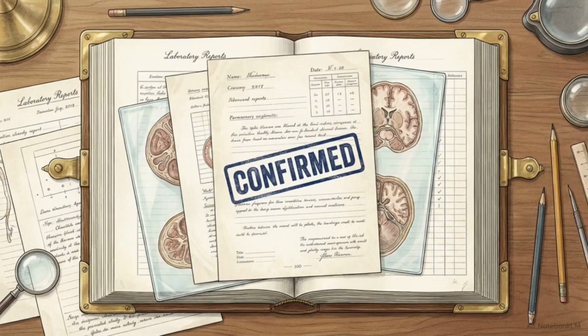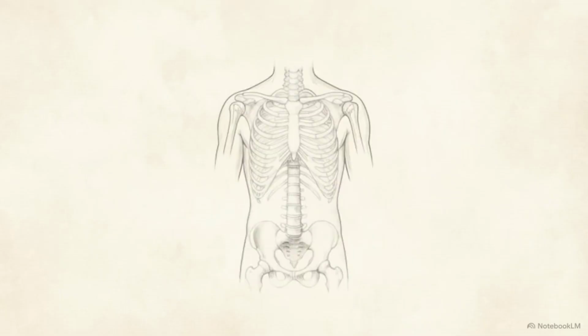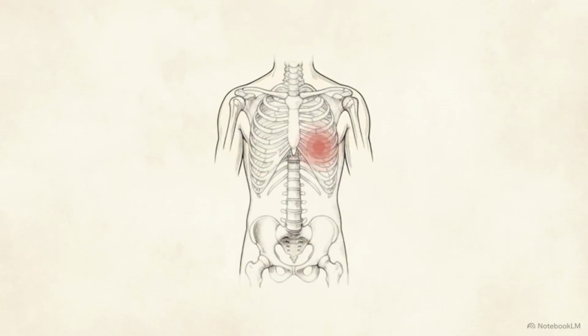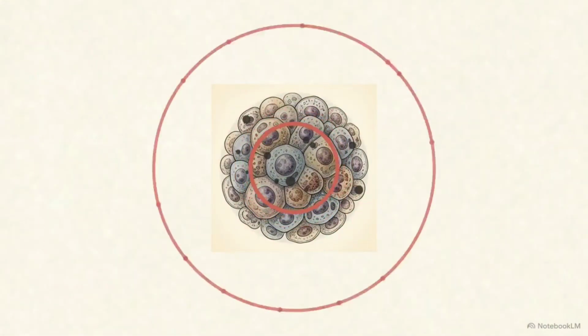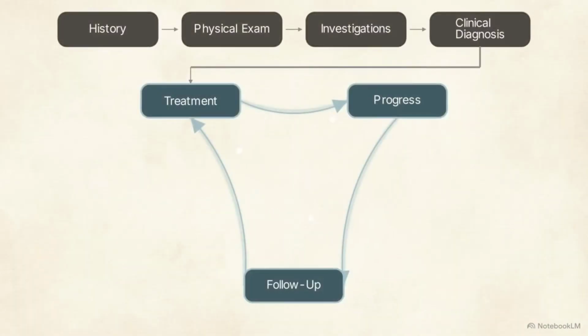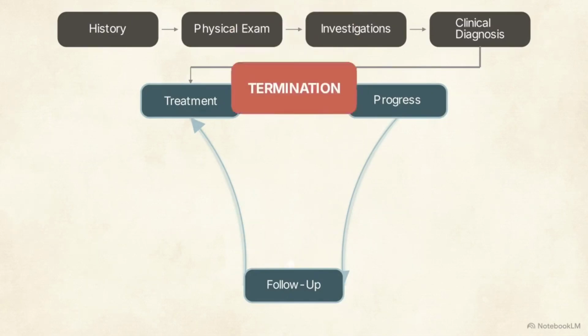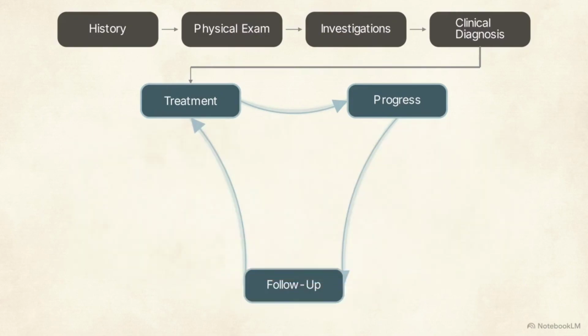Special investigations provide narrow confirmation of the provisional diagnosis generated by the history and physical exam. A complete clinical diagnosis identifies the ailing organ, specifies the pathological process at work, and maps its extent in all directions. The flowchart now enters the execution phase. Medical and surgical treatment is followed by rigorous progress tracking and follow-up, creating a continuous data loop. This loop concludes only at termination, the final record of whether the patient was cured, relieved, or deceased.